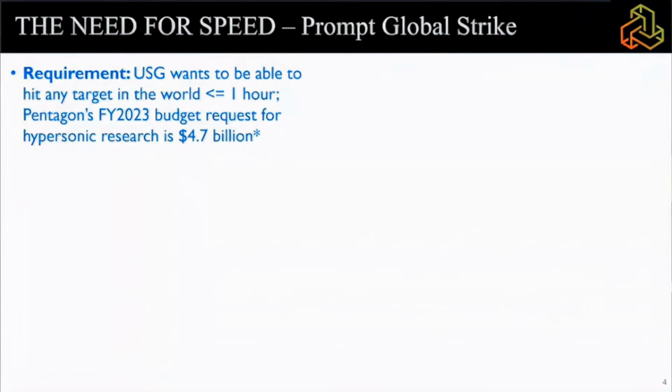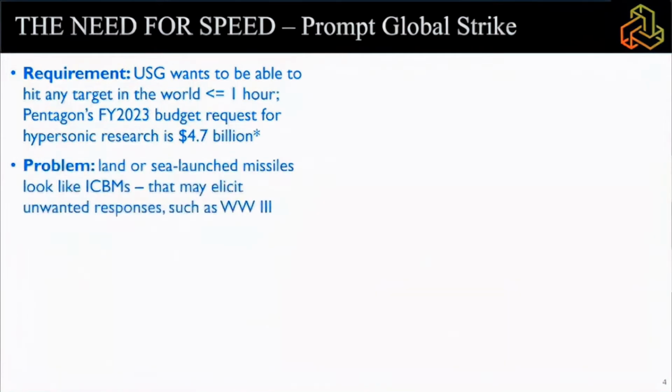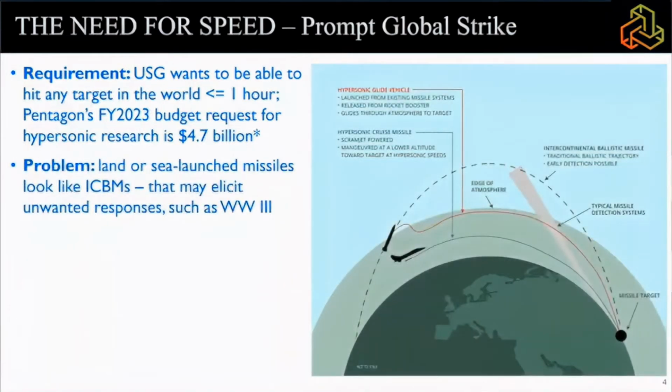And they put a lot of money into hypersonic research recently, as you can see here. And the problem, as it surfaced initially, was that a lot of people in some service branches said, well, let's just shoot these missiles out of submarines or shoot them off of ICBM ports. And the problem with doing that is if the missile isn't an ICBM but looks like an ICBM, it can be confused for an ICBM, and that might elicit some unwanted responses, like starting World War III. We didn't want to do that.